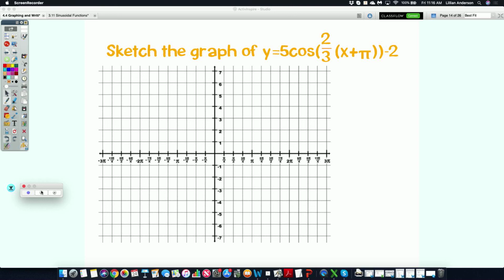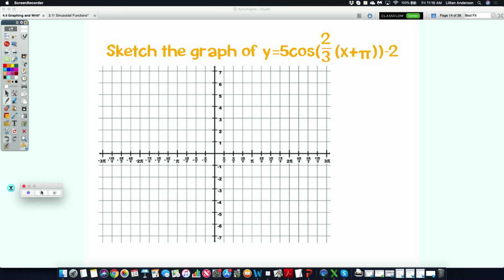What does that 5 mean, description-wise? Vertical stretch by a factor of 5. Very good. What does the 2/3 mean? Horizontal stretch by 1 over that value. So it's what? 3 over 2. What does the pi mean? Left pi units and then down 2. Okay? So we have 4 different transformations that are happening to the graph.